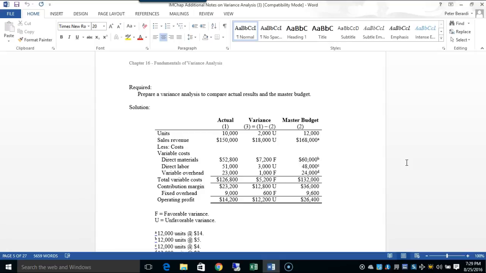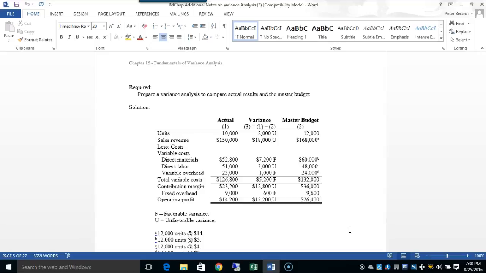Total variable costs were $5,200 less than budget. Therefore, that's favorable. Our contribution margin, which is a calculation, the difference between our revenue and our variable costs, was $12,800 under budget. Contribution margin is the cost of sales minus our variable costs. So essentially it is a netting of revenue against expense. The contribution margin was $12,800 under budget. Therefore, like revenue, it's unfavorable.